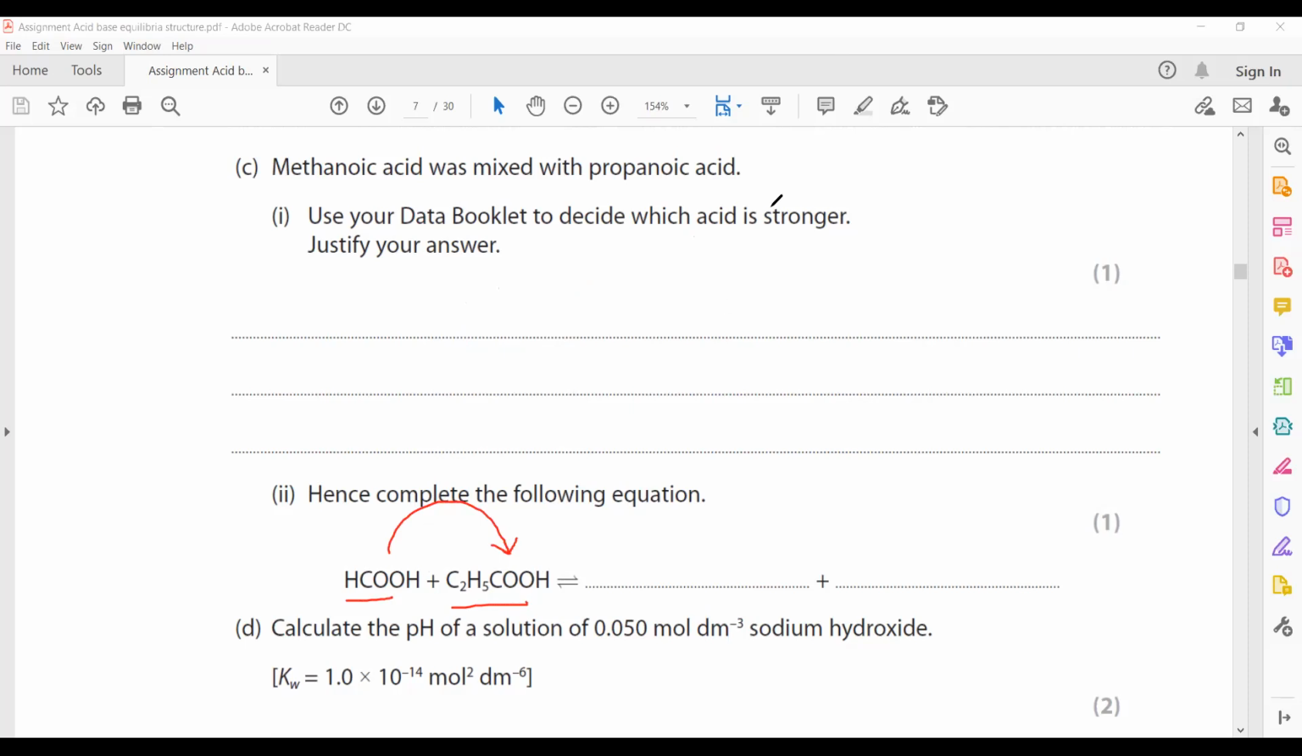So what will be the equation for this? This will lose a proton, so it will form HCOO- and C2H5COOH2+. That is the equation. When you mix two weak acid solutions, one of the acids will lose a proton and the other will accept a proton. How do you identify which one will lose it? By checking their dissociation constants. The one with the higher dissociation constant will lose the proton.